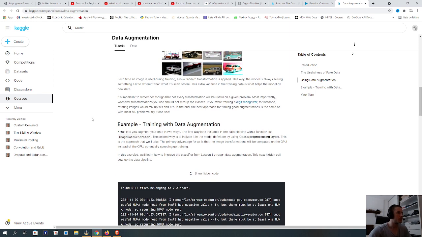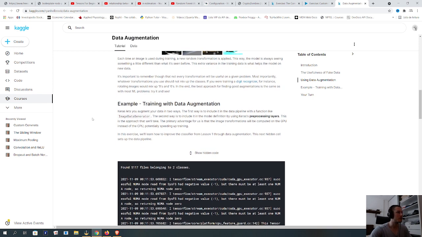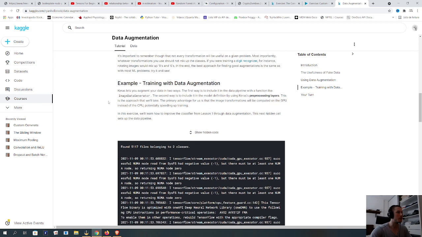It's important to remember, though, that not every transformation will be useful on a given problem. Most importantly, whatever transformation you use should not mix up the classes. If you're training a digit recognizer, for instance, rotating images would mix up 9s and 6s. In the end, the best approach for finding good augmentations is the same as with most ML problems: try and see.